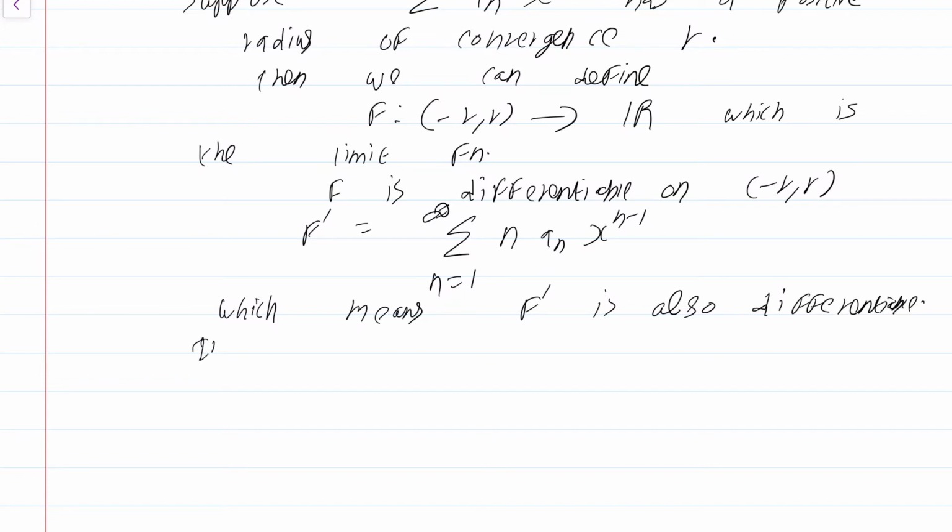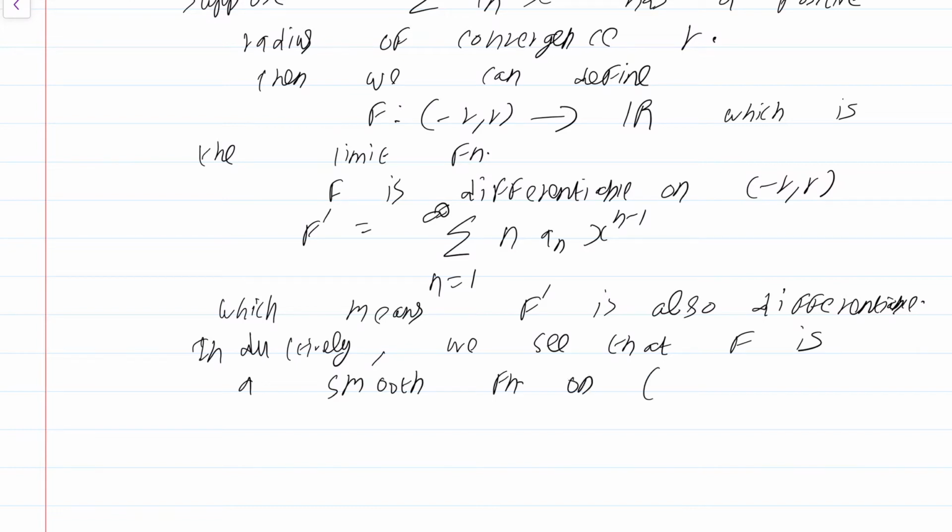Inductively, we see that f is a smooth function on (-r, r). So any function that is defined as the limit of a power series is going to be a smooth function.